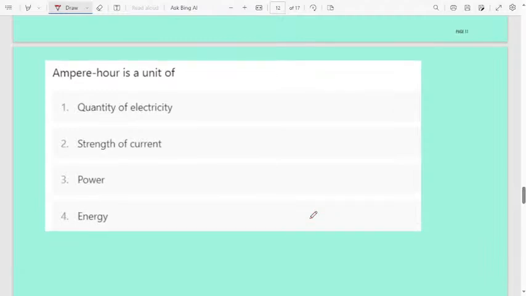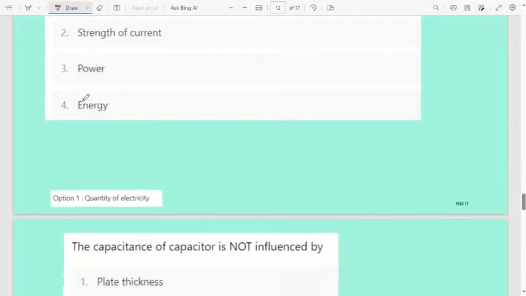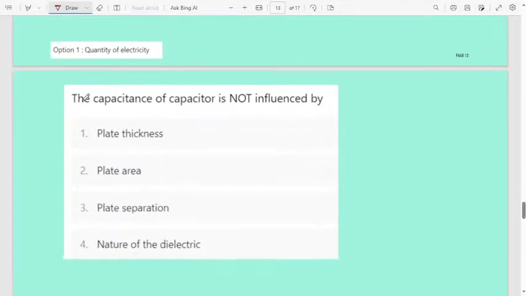Ampere hour is an SI unit of: first option, quantity of electricity; second option, strength of current; third option, power; fourth one, energy. The correct answer for this question is that ampere hour is a unit of quantity of electricity. Remember that one.